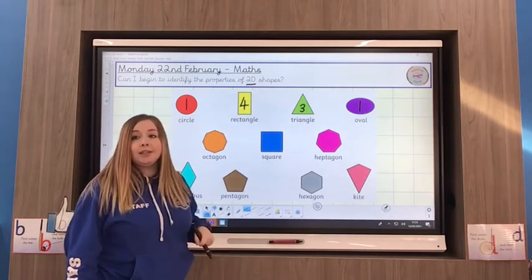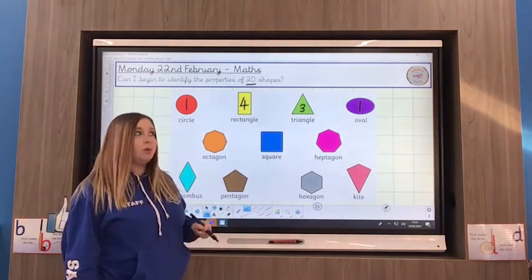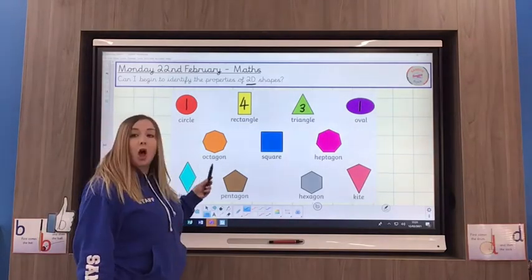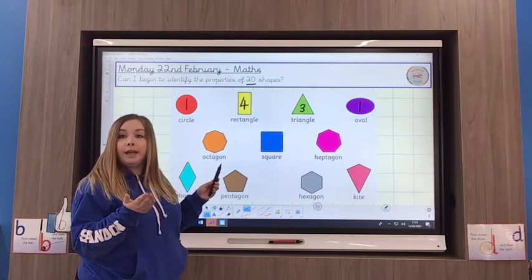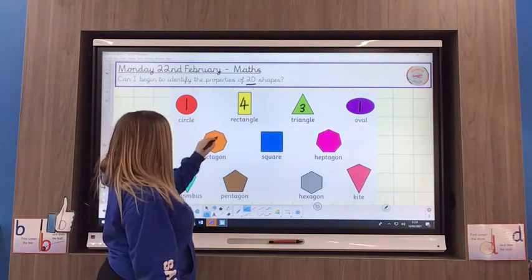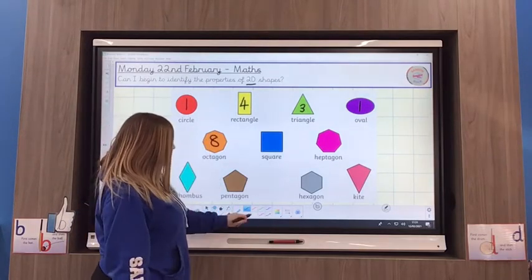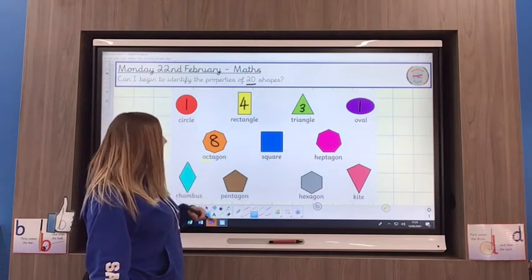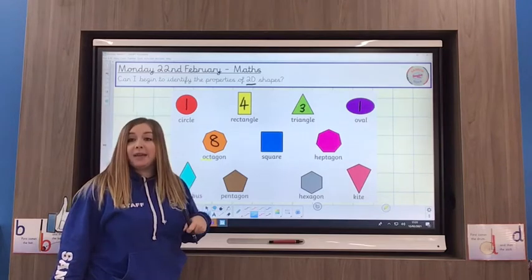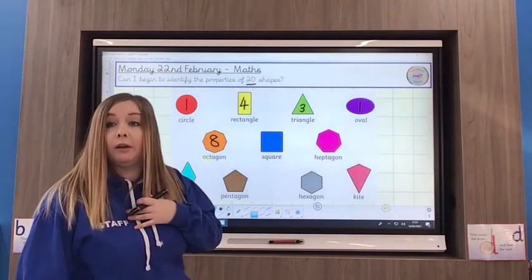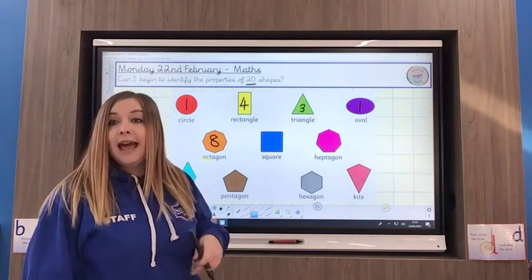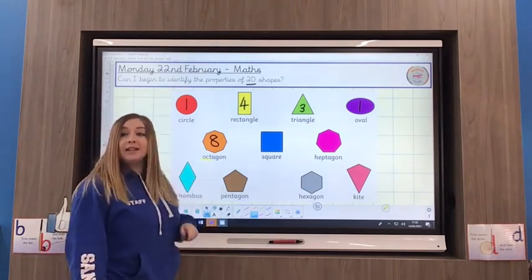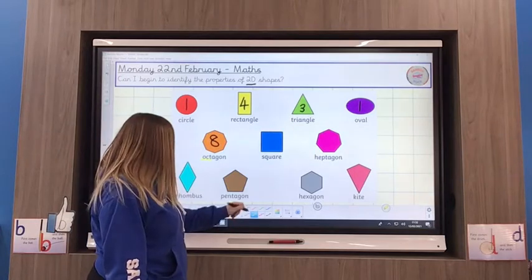Now we're getting into some 2D shapes that have got more edges or sides. We've got an octagon, and an octagon has got 8 sides. I remember that, Year 4, by looking at these first few letters, oct. An octopus, a creature in the sea, has got 8 tentacles, so an octagon must have 8 sides.